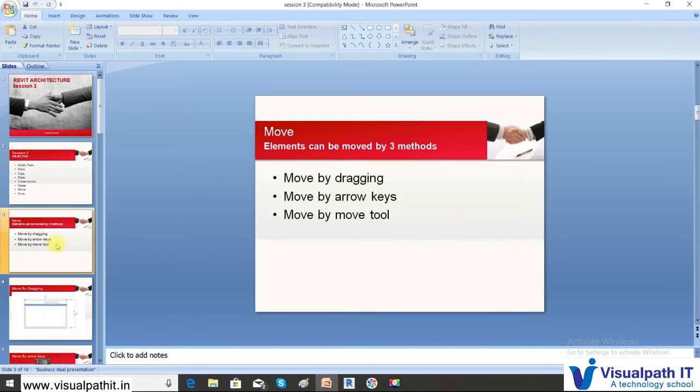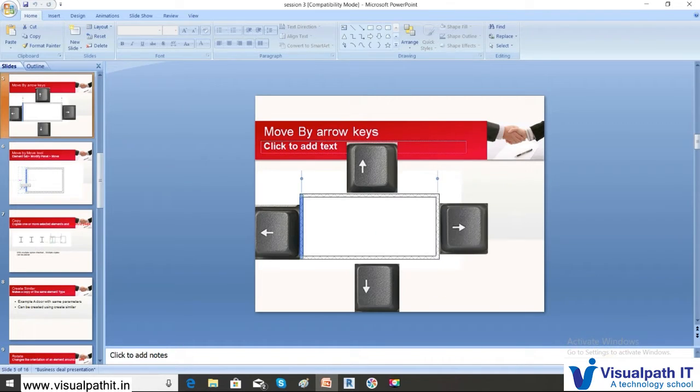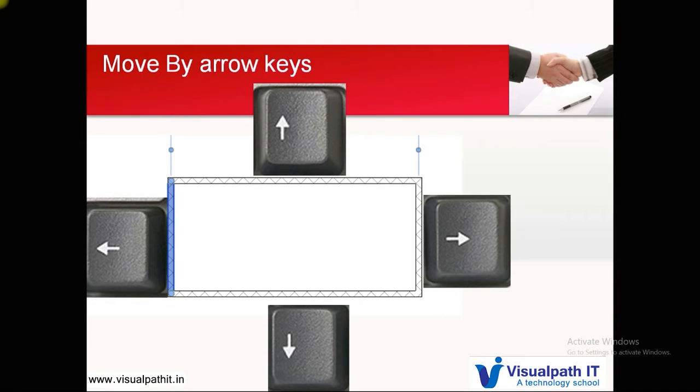One more method is move by arrow keys. There are four keys on the keyboard: the up, down, left and right arrow keys. When you select an element and press the left or right arrow key, the element will move accordingly. The up and down arrow keys will move the element up and down.